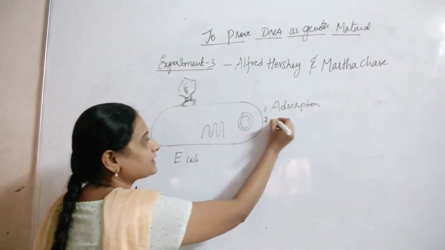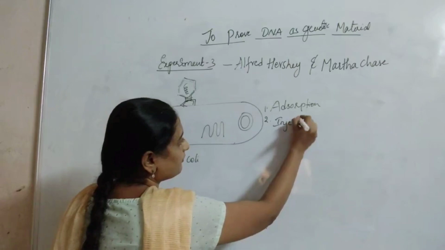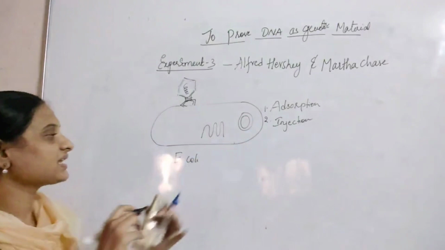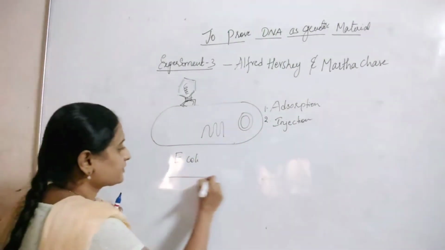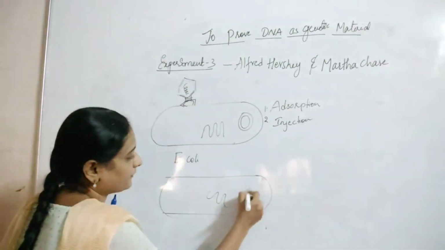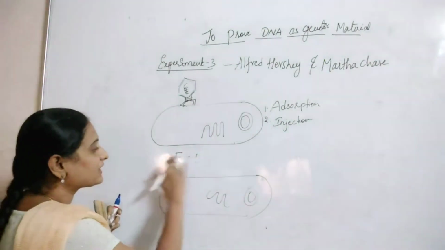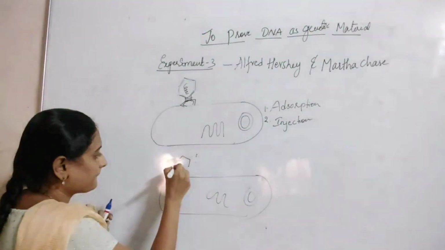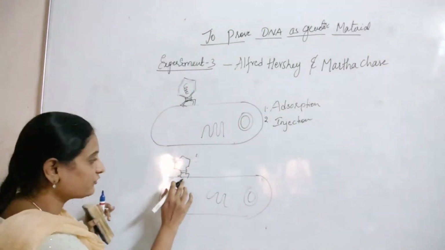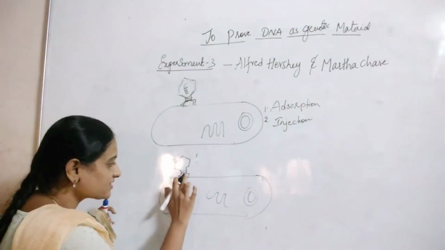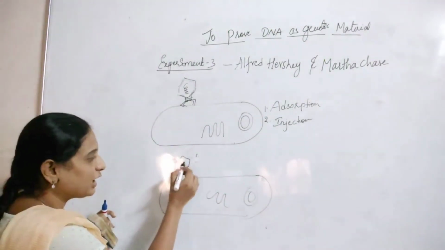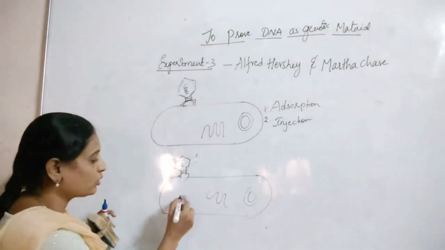And the second stage is injection, which is nothing but piercing. So this is the bacterium. Now this T2 bacteriophage perforates or pierces the host cell here, and it allows its DNA to enter into the host cell.